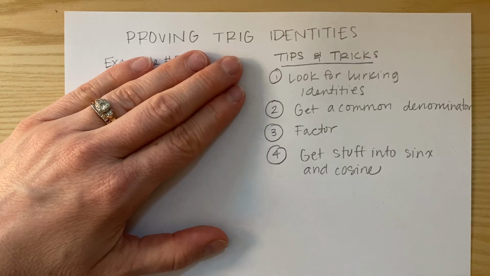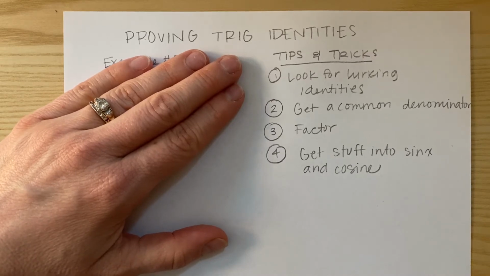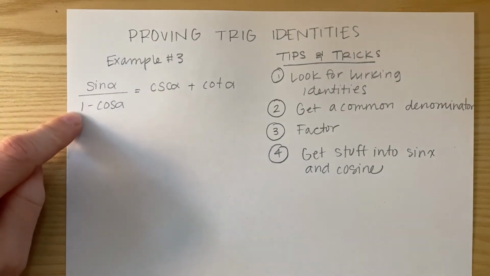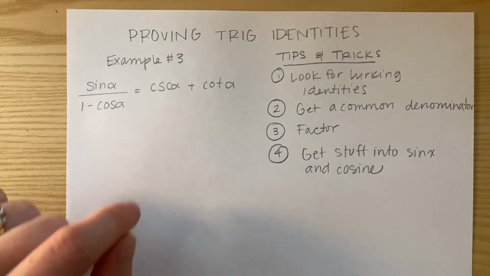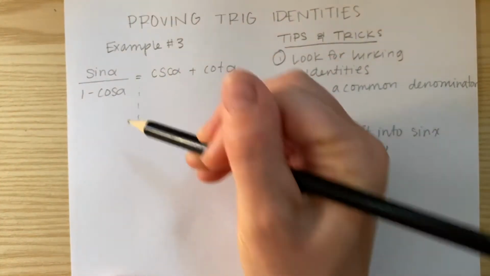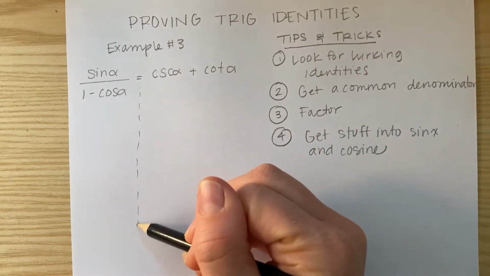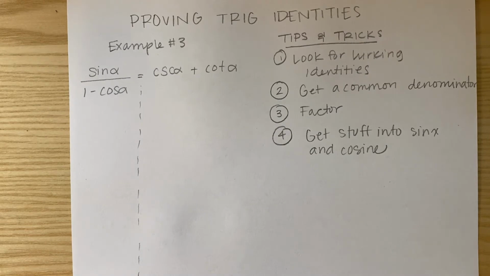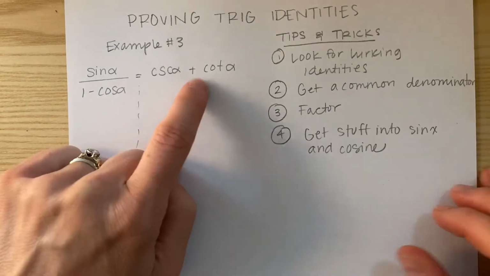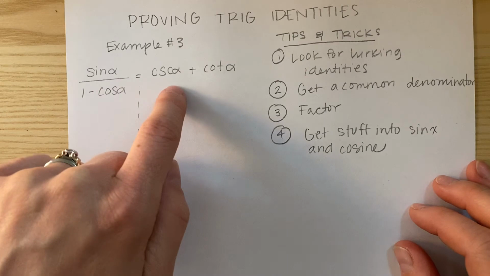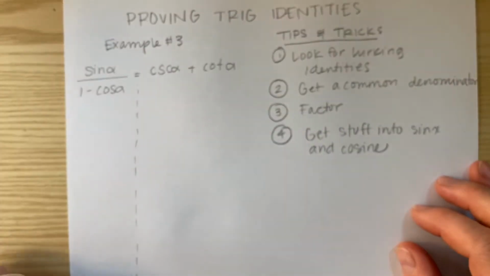So here we are with our last example for today's lesson. We've got this. The sine of alpha over 1 minus cosine alpha is equal to the cosecant of alpha plus the cotangent of alpha. So remember, we always pick one side and then we work with that one side. And I don't know, I'm more drawn to this side personally. It feels like there's more for me to do here. Like I could maybe get this into some sine and cosines and see what happens there.